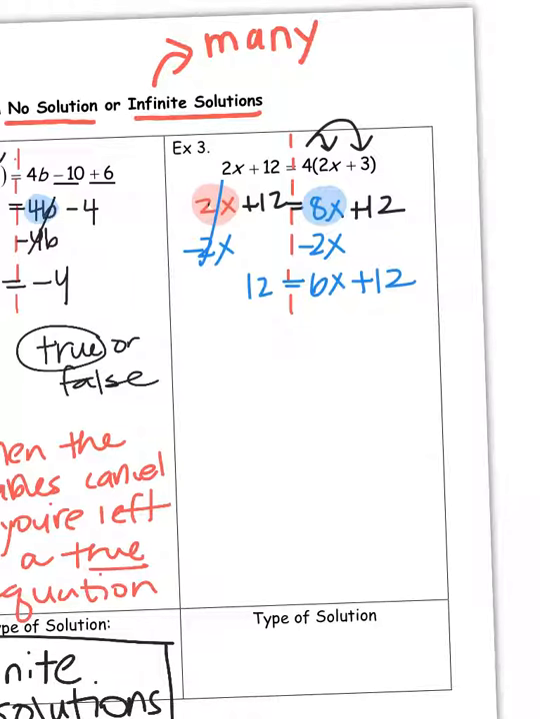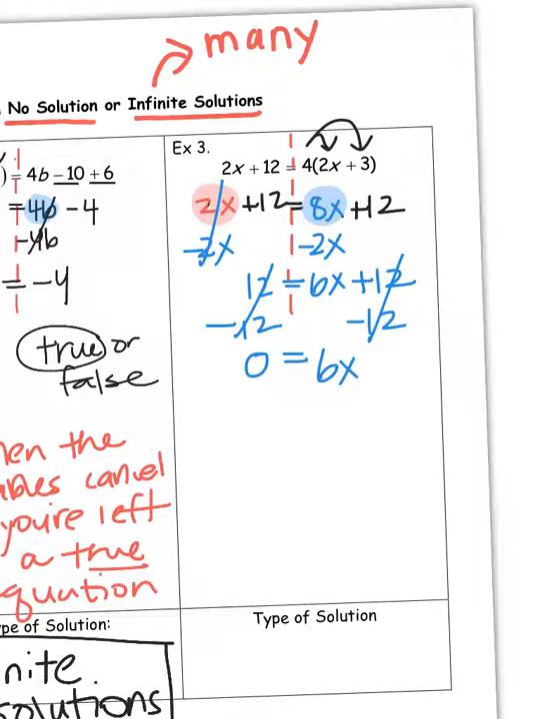Alright, let's keep solving this. So I have 6x plus 12 equals 12. I'm going to get rid of this 12 right here by subtracting 12 on both sides. And what I'm left with is 6x on the right. And remember, 12 minus 12, that cancels, but what do we get when we do 12 minus 12? I actually get a number. When it cancels, that means I get 0.